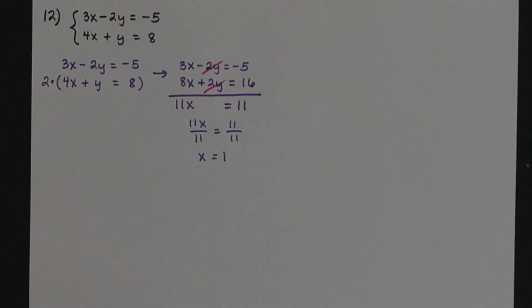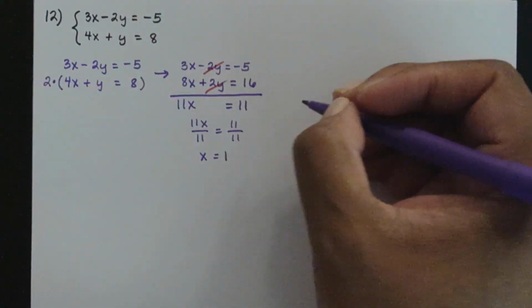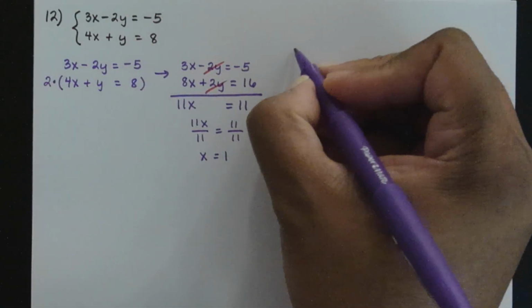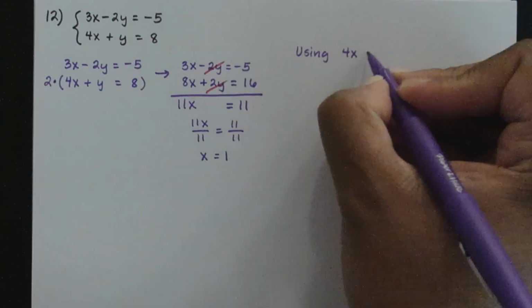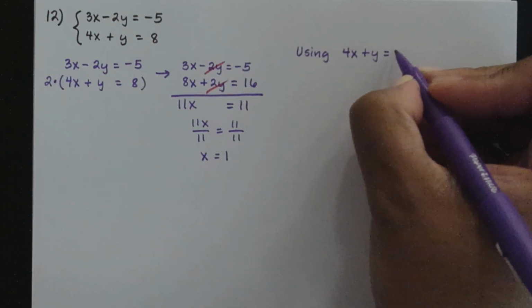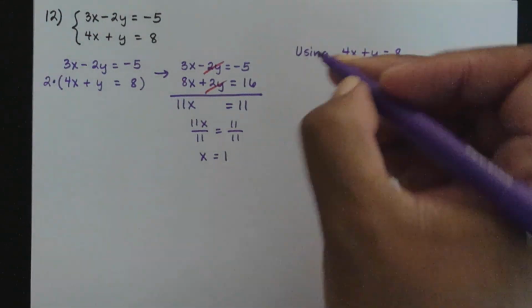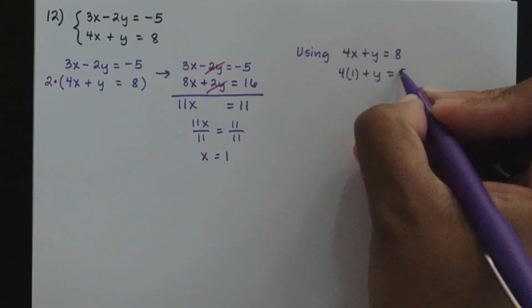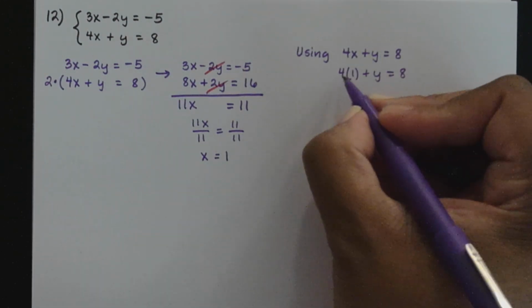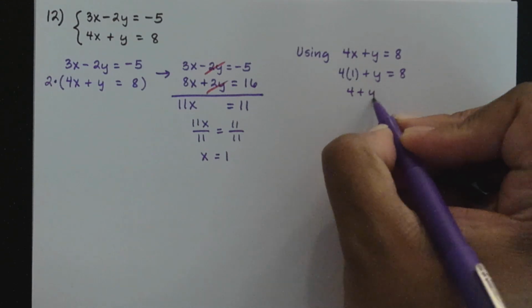So I know what x is. I need to know what y is. Now I could use either the first equation or the second equation. Which equation would you want to use, the first or the second? Second. Let's use the second, because you just got a 1y here. So using this equation, 4x plus y is equal to 8, we substitute the x with 1, so it'll be 4 times 1 plus y is equal to 8. 4 times 1, that's 4, so it'll be 4 plus y is equal to 8.